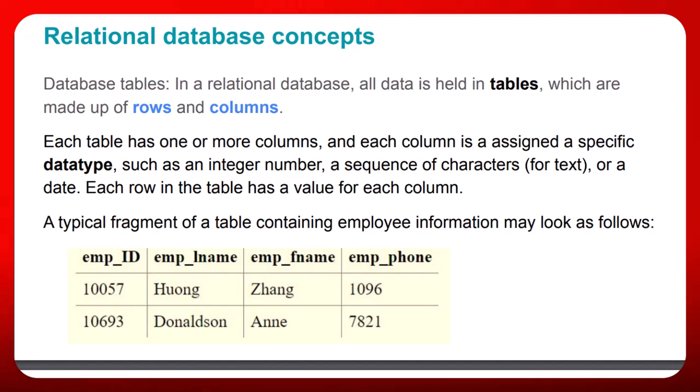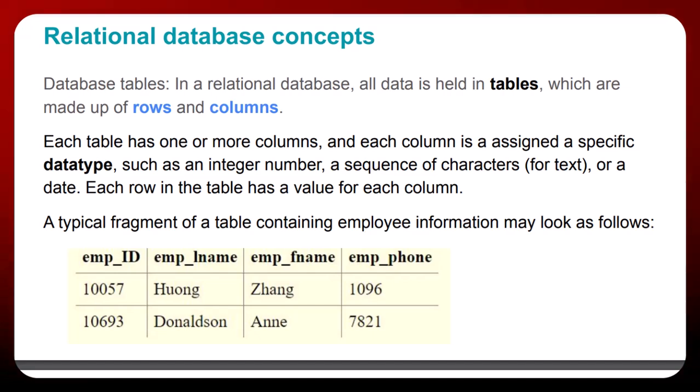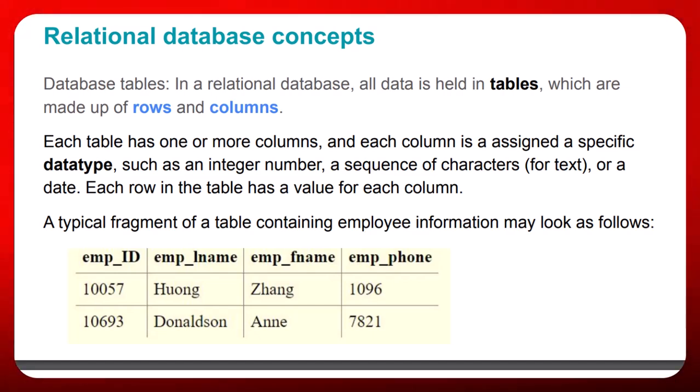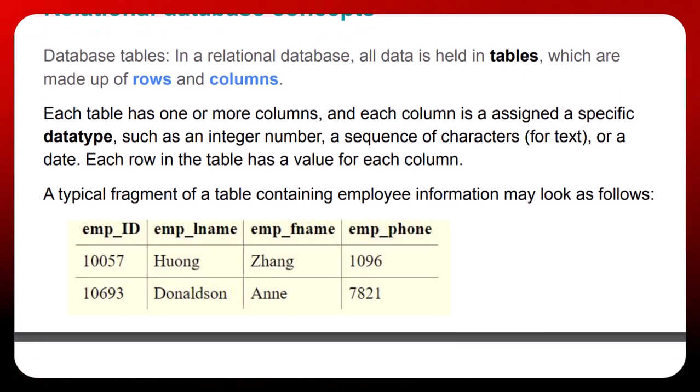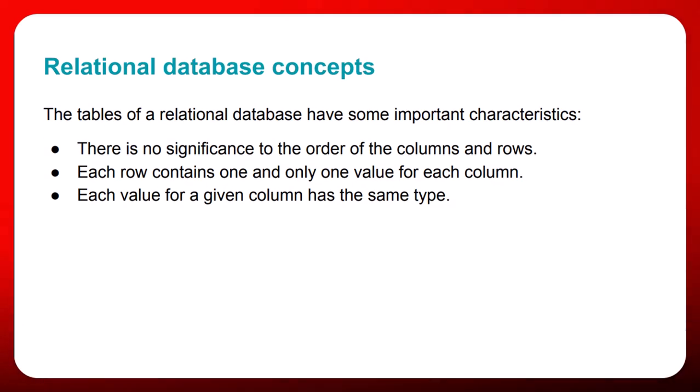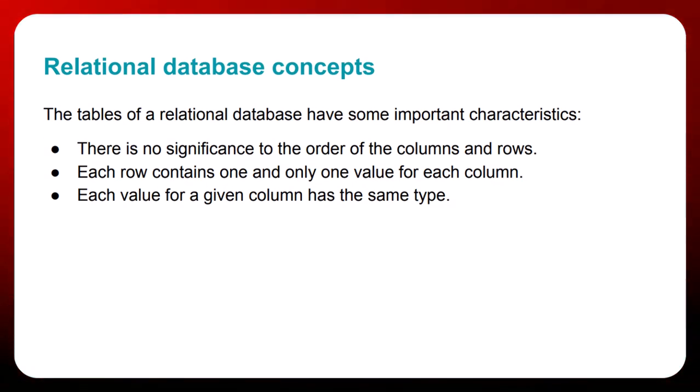A typical fragment of a table containing employee information may look as follows. So an employee ID, the employee last name, the employee first name, the employee phone number, etc. All right. So, relational database concepts.